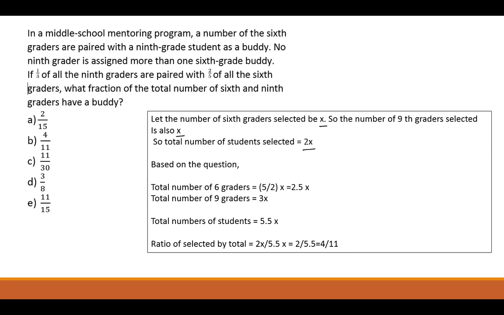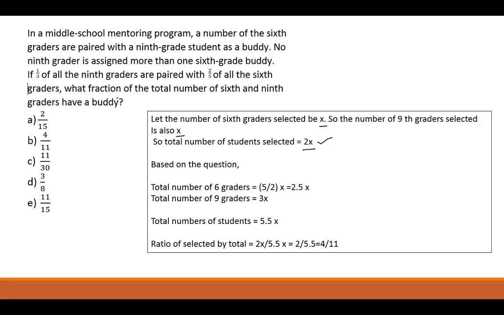Okay, so we have a ratio that we need to find: total number of people who have a buddy by total number of students. So total number of people who have a buddy is 2x. But the next question is, how do we find the total number of students?